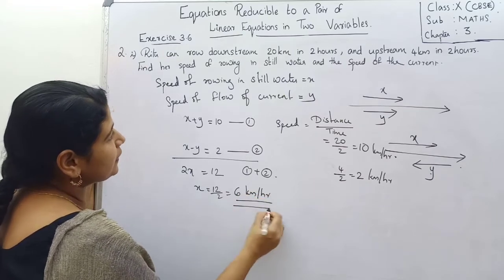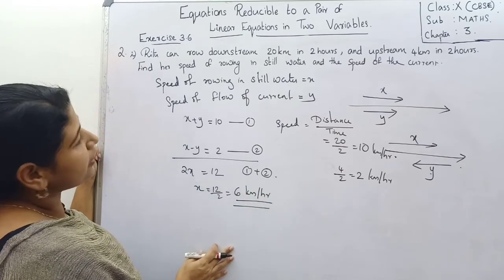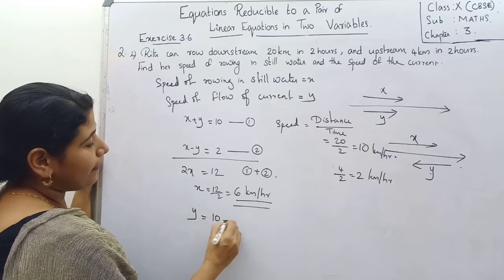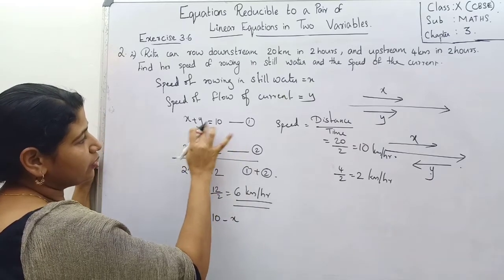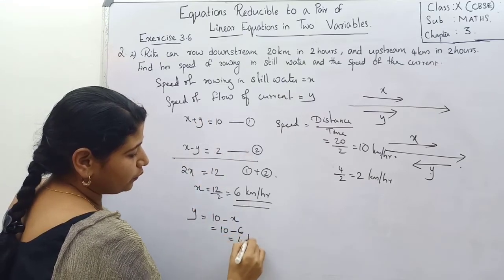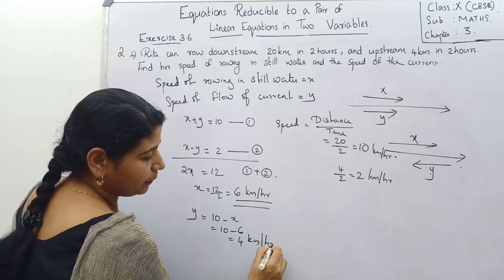This is the speed. Okay, what about the speed of flow of current? That means y can be written as 10 minus x. From this, y equal to 10 minus x. We can write 10 minus 6, which is equal to 4 km per hour.